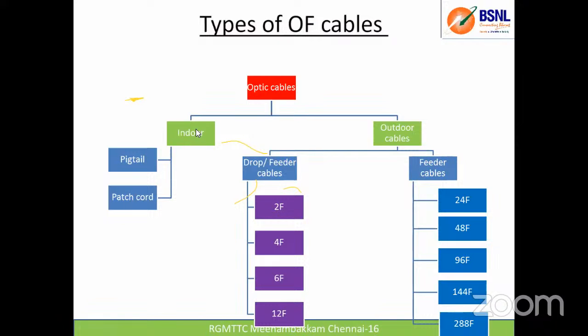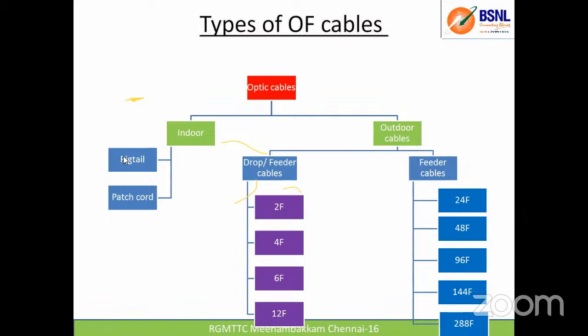In optic fibers, we have separate cables for indoor applications and separate cables for outdoor applications. In case of indoor applications, we have two types of cables, that is pigtail and patch cord. In a patch cord, we have connectors at both ends. One end is connected to a source and the other end has a connector according to the device which is to be connected.